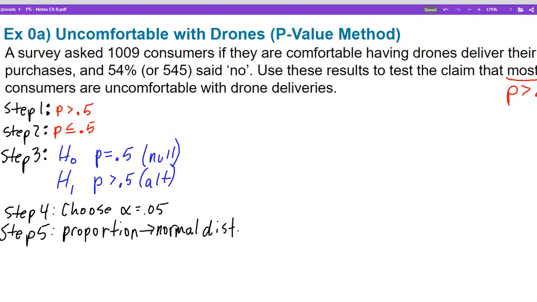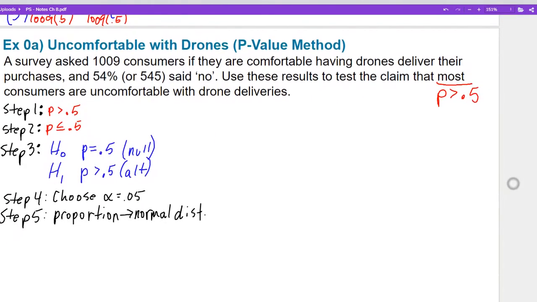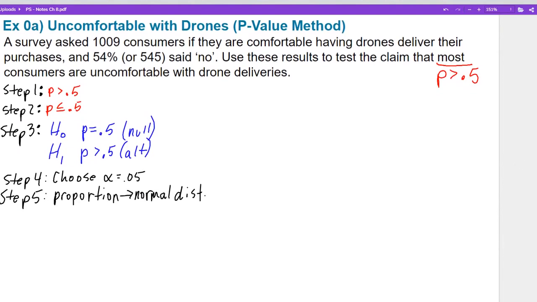All of this feels like setup for what we're trying to get to. We haven't really done anything good yet. Step 6 is where we have to actually do some kind of math. Step 6, we want to find that test statistic.